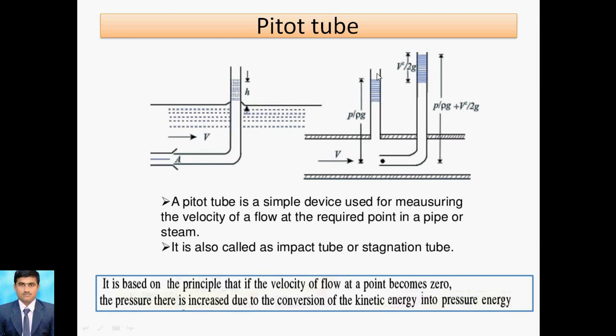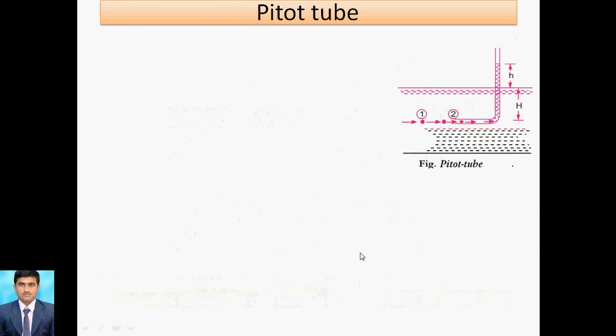Because if you say this is a piezometer, the height is already p1 by rho g. But after this pipe bend, what will happen? It restricts the flow velocity, and the kinetic energy is converted into pressure energy, and this pressure energy gives a required height. This is the maximum height, that means it can increase the pressure. This phenomenon is used and we have to find out the velocity of flow.